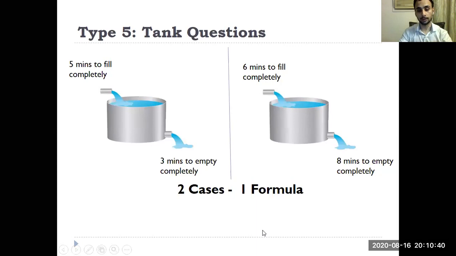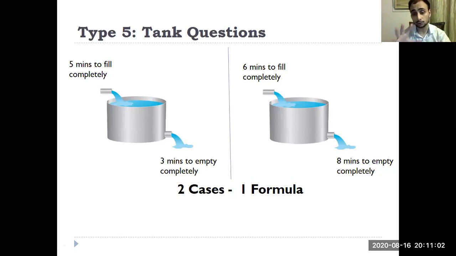And let's now talk about tank questions. Tank questions बहुत interesting होते हैं. इसलिए interesting होते हैं क्योंकि इसके अंदर दो चीजें एक साथ हो रही होती हैं. Now some people might find this really difficult, but this over here is a culmination of everything that we've been doing. Type 1, 2, 3, 4 questions all come together in tank questions.